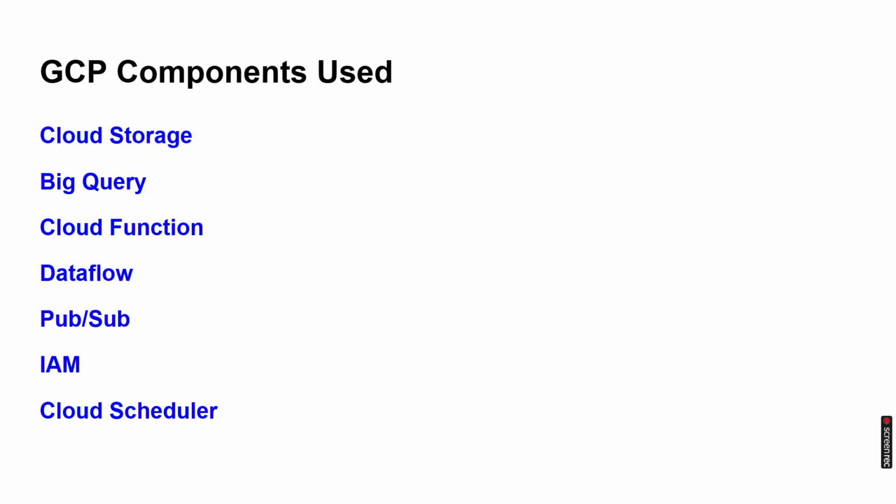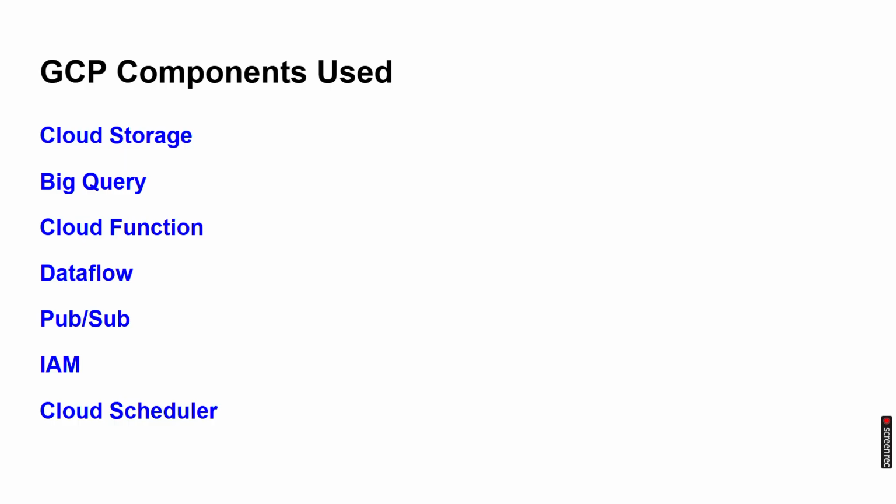In this demo, we are going to use these GCP components: Cloud Storage, BigQuery, Cloud Run function, Dataflow, Cloud PubSub, Identity and Access Management, and Cloud Scheduler. These are the components we are going to use in this demo. But today, in part one, we will be using PubSub, Cloud Function, Cloud Scheduler, and IAM. These four we will do in part one. Then the remaining we will do in the part two video.